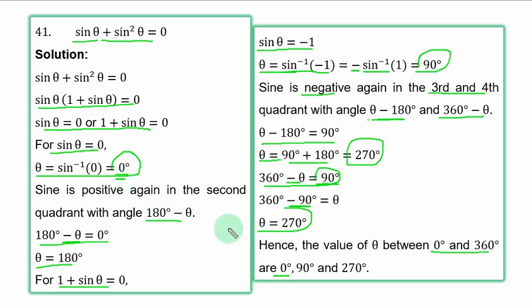Hence, the values of theta between 0 degrees and 360 degrees are 0 degrees, the one you obtain from here. We have 90 degrees. There is also 180 degrees and 270 degrees. 4 values within the given range.